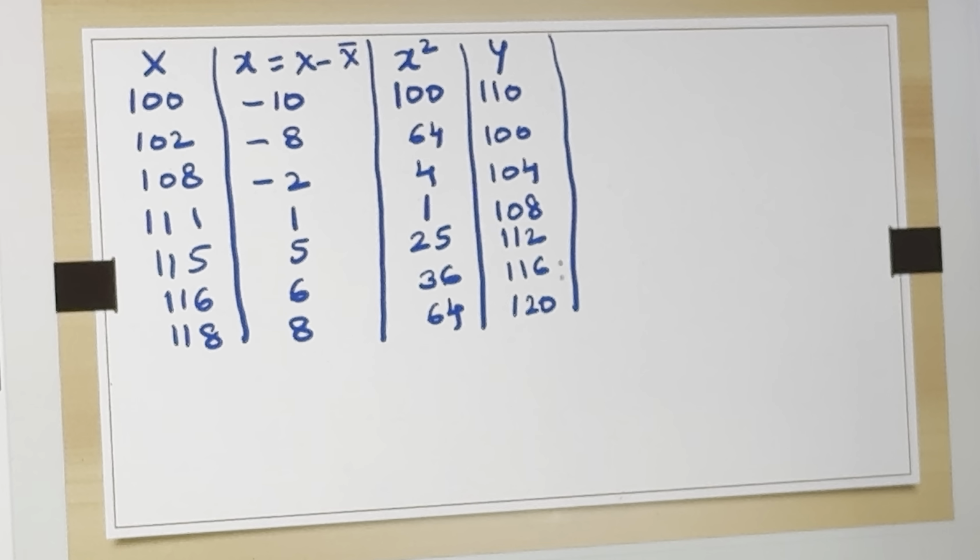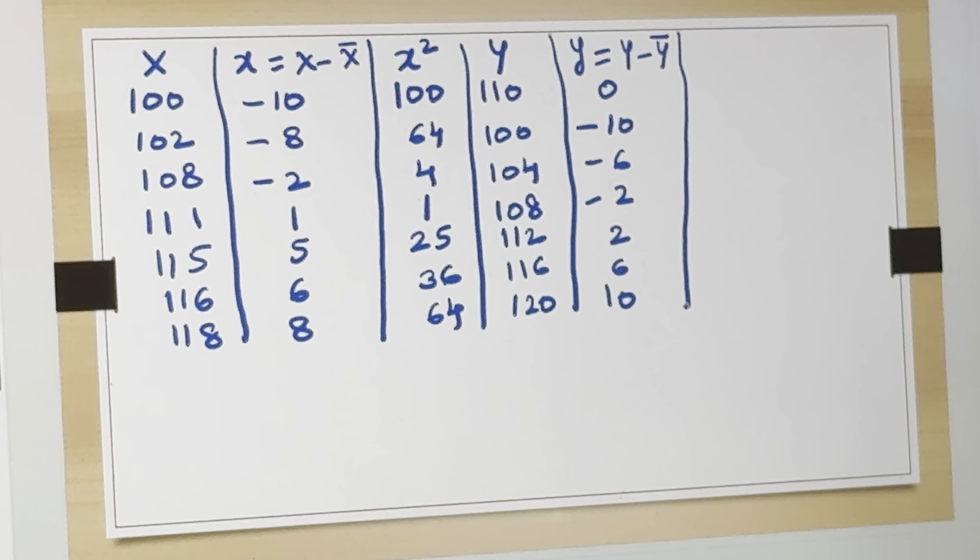Okay? Now, calculate small y by using the formula capital Y minus capital Y bar. What is capital Y? 110. What is Y bar? 110. So, 110 minus 110 will give you what? 0. Similarly, how will we calculate the second value? 100 minus 110 will give you what? Minus 10. Next value is minus 6. Then you have minus 2. Then you have 2, 6 and 10.